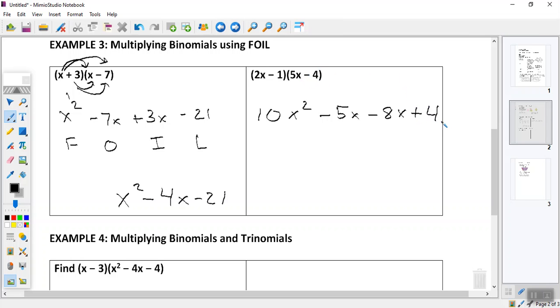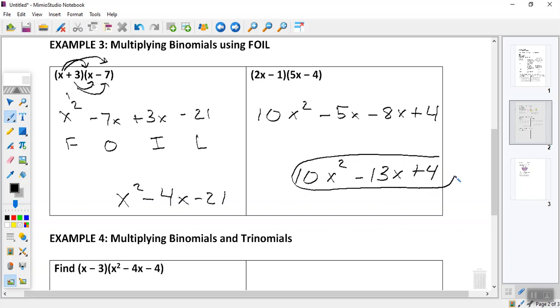Good catch. Are we done at this point? No, we can simplify. I'm listening. Negative 13x. Very good. Plus 4. How many had 10x squared minus 13x plus 4? I'm going to be freaked out a little bit because you had negative 8x here first and negative 5x second.